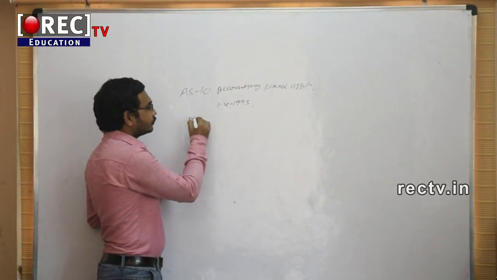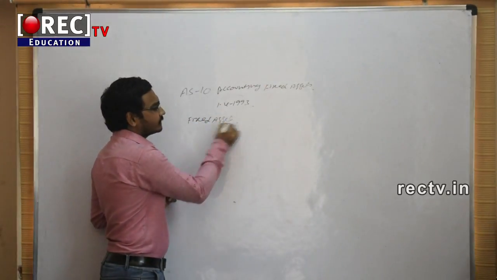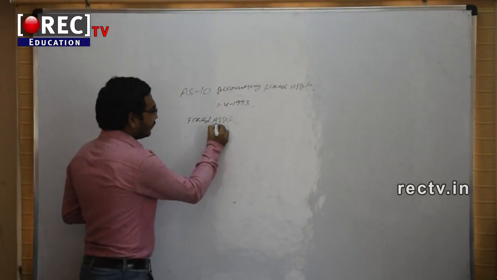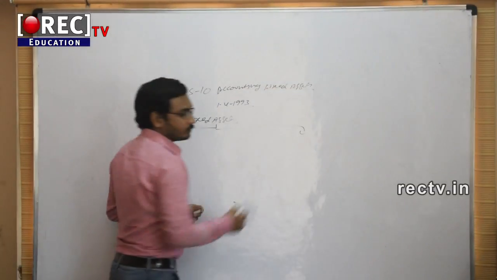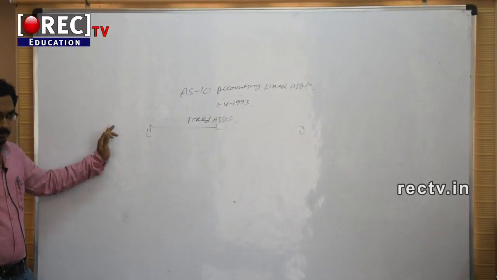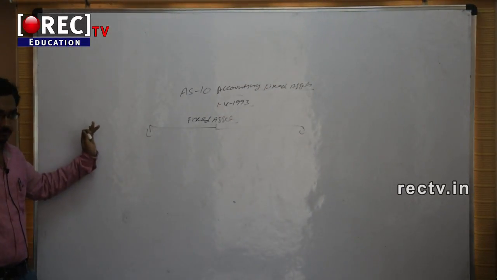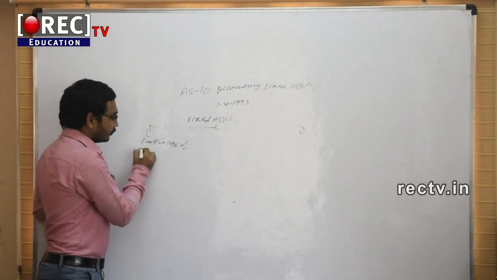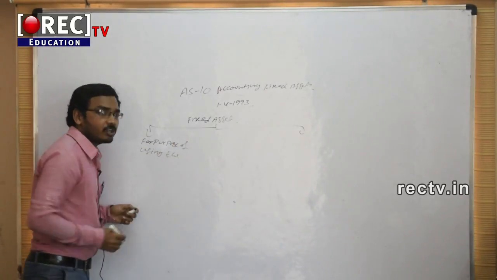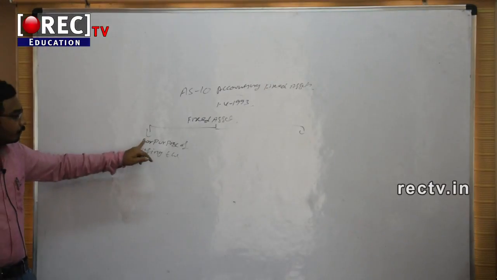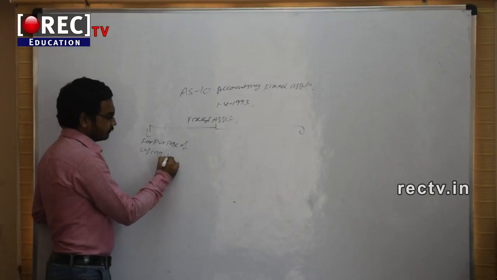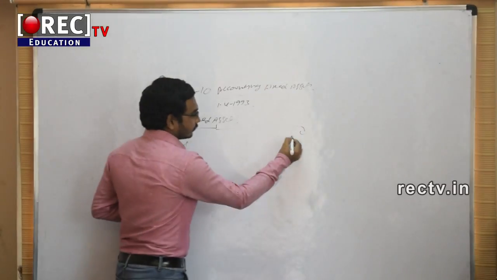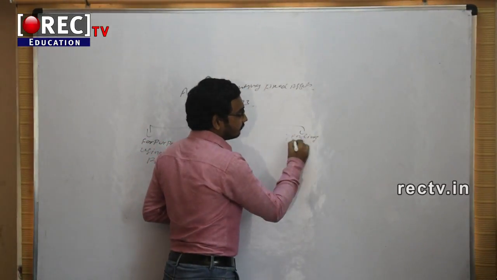Here, definitions. First we should know fixed asset. What is meant by fixed asset? A fixed asset is an asset which is held in the business for the purpose of using in the process of production, for the purpose of using in the production of goods or rendering services.